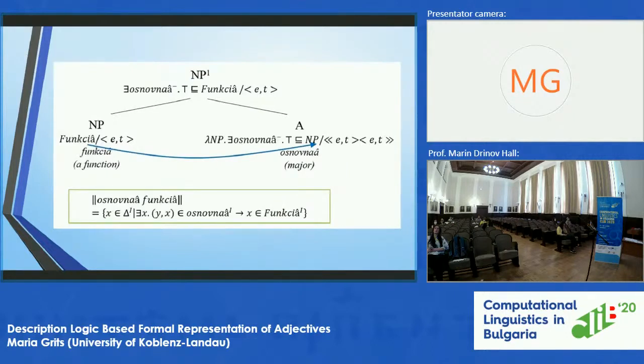The second rule is implemented for the formal representation of subsective adjectives in an attributive function. An adjective meaning major, in Russian, introduces a function that returns a concept description. This description defines a subset denoted by the adjective-noun compound, a major function, here within a set of entities denoted by the noun phrase function.